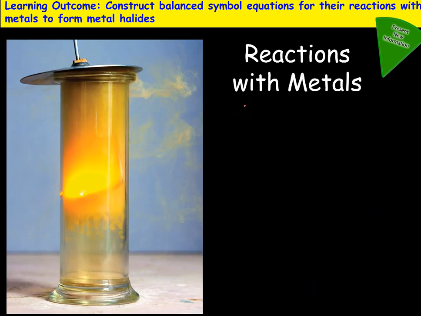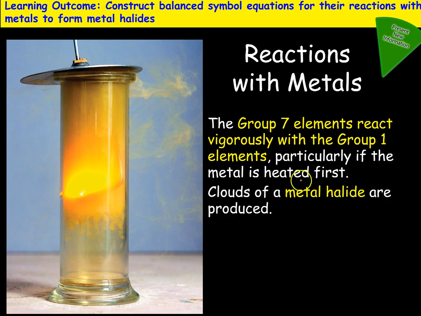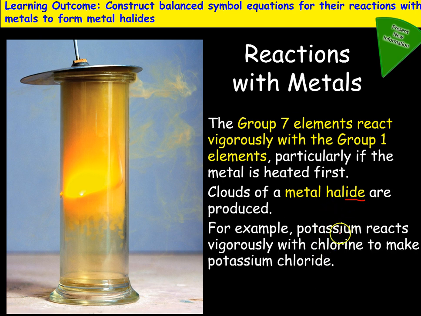Now, the thing that these molecules have in common is they all react in the same way. They react with metals quite vigorously, and they form a metal halide. All that means is the name of the halogen is changed to "ide" at the end. So for example, this reaction here is actually potassium, which is on the spoon here, reacting with chlorine to form potassium chloride.